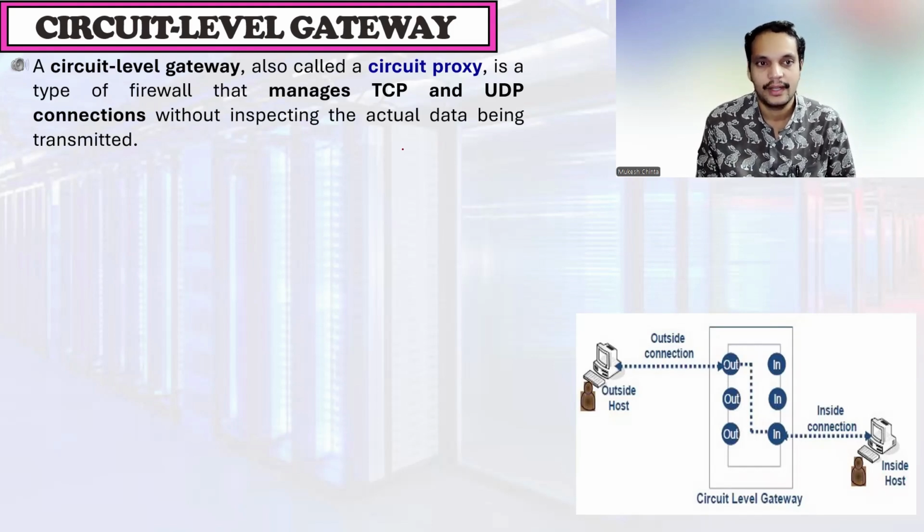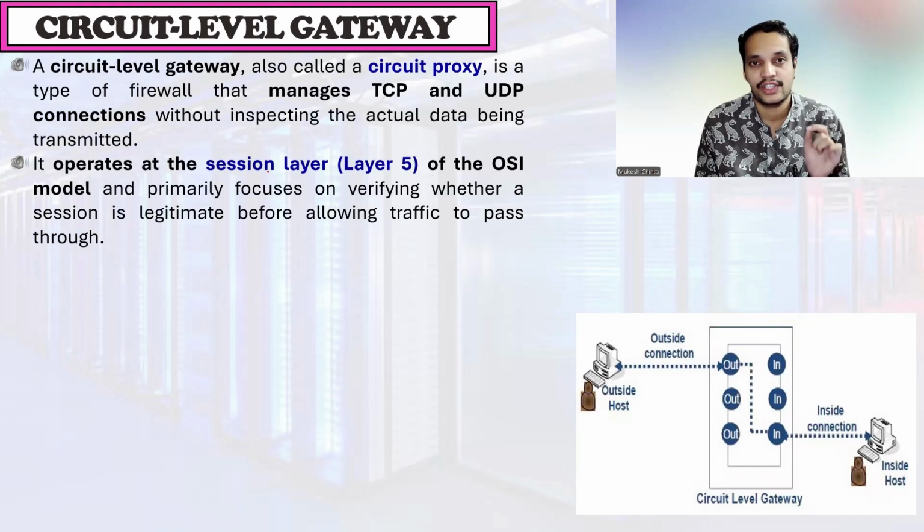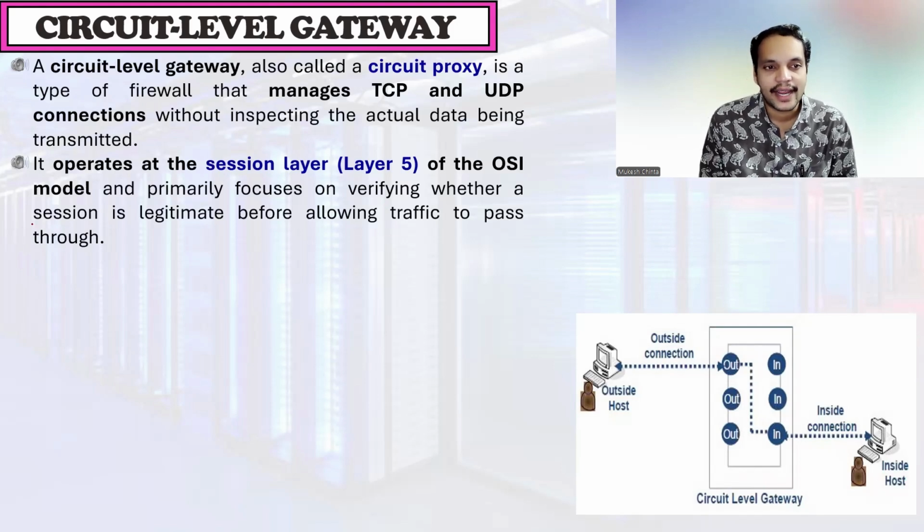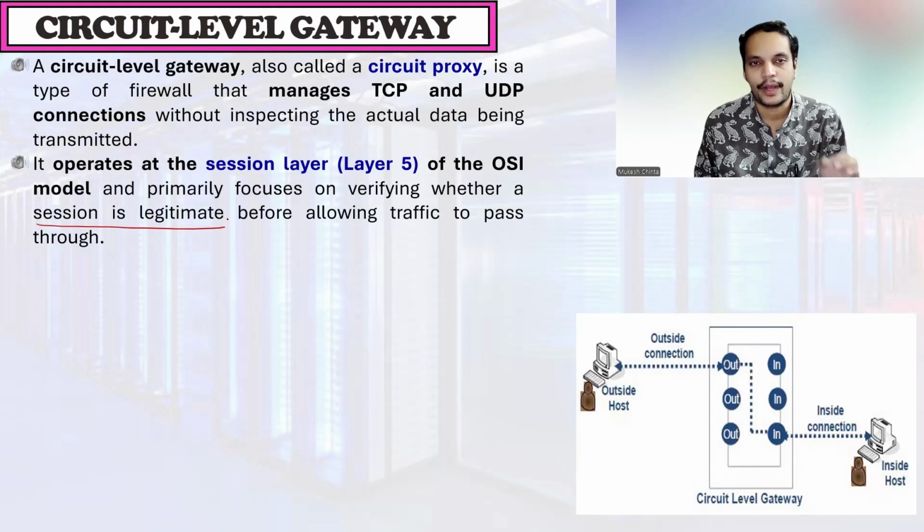This doesn't do that. It operates at the session layer, which is layer 5 of the OSI model, and primarily focuses on verifying whether a session is legitimate before allowing traffic to pass through. If you can see the diagram here, it actually establishes two different connections. One is called an outside connection with the outside host, and the other one is the inside connection with the inside host. How does it work?